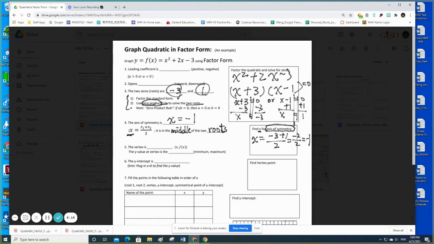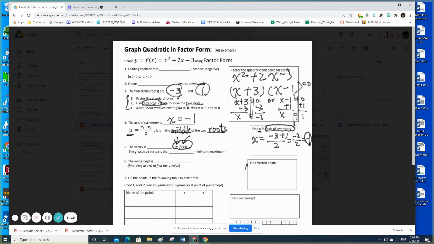After we have the axis of symmetry, how do we find our vertex? Here tells you the vertex. The x is at where the axis of symmetry is. And the y value is plugging that x value into your original function. That's how you find your y value at that vertex point. So the way we do it is, we know our x is negative 1 now. So we have to plug in negative 1 into our original function.